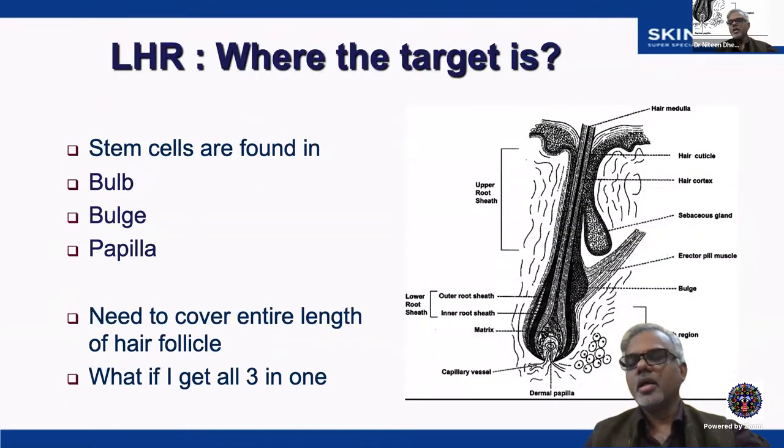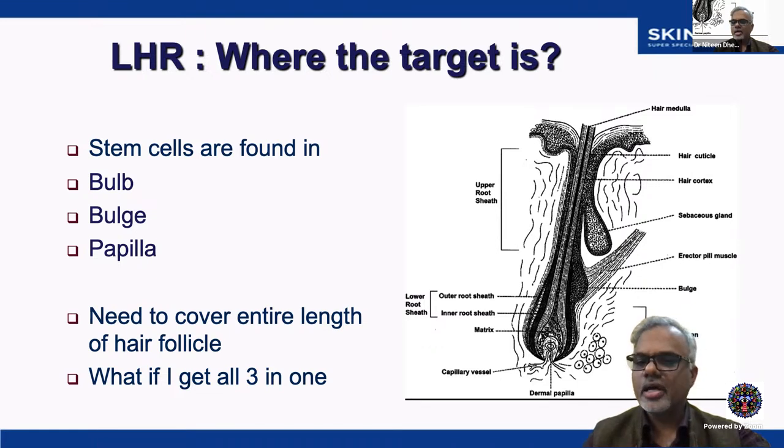Okay. How exactly do we kill this hair? Initially, we wanted to target only the shaft. But then we realized there is a bulge and there is a bulb. This bulge also has some stem cells.